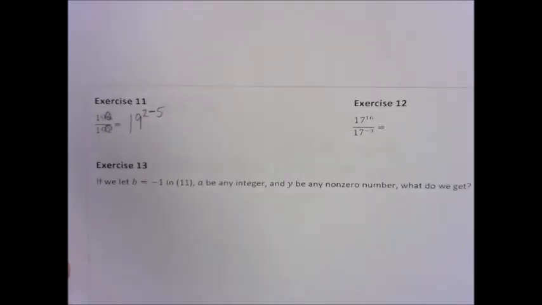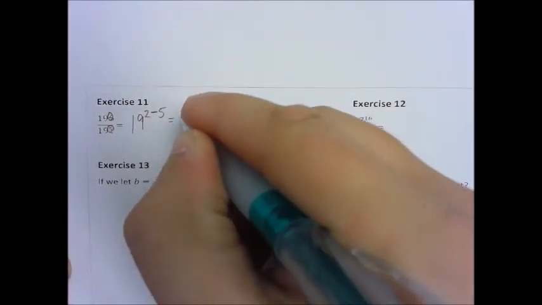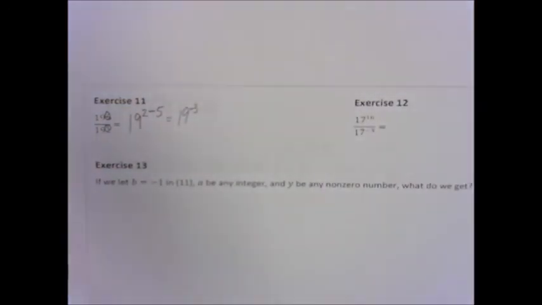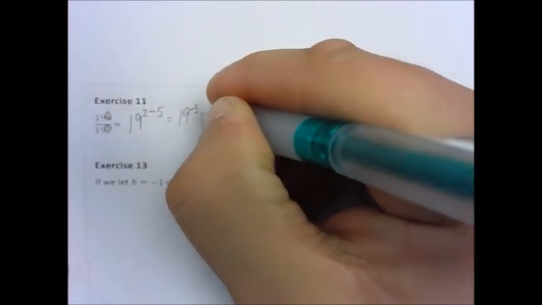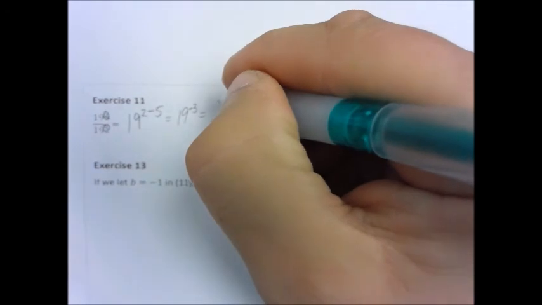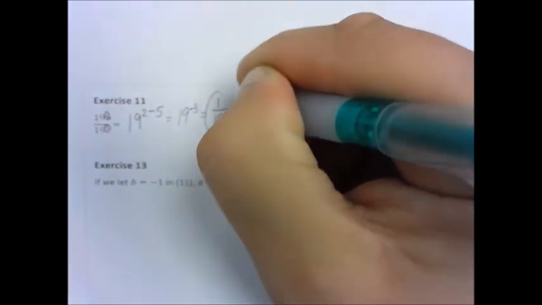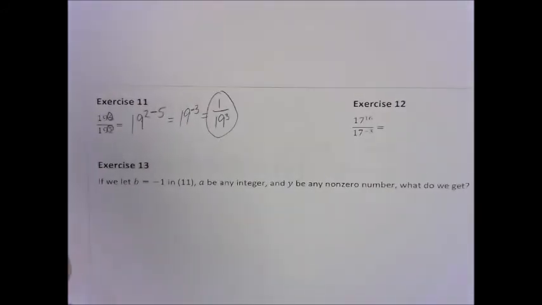Now, if we want to take that a step further, we actually know how to do this. If we solve this out, we have 19 to the negative third power. And now that we have a negative exponent, we know exactly what to do. We need to take the reciprocal. So in order to get this back in standard form, we take 1 over 19 to the third power, and we are exactly where we need to be.